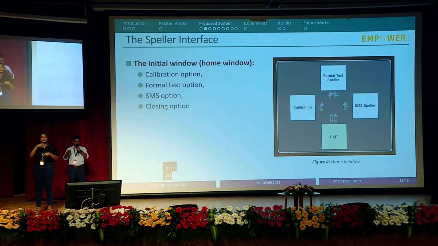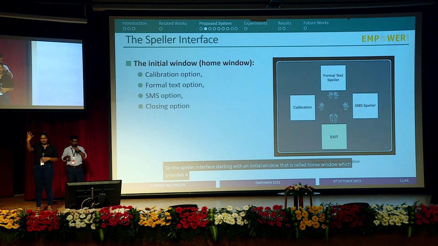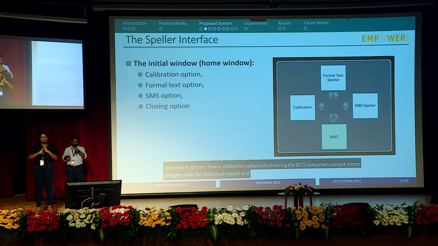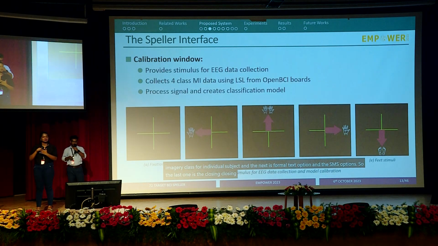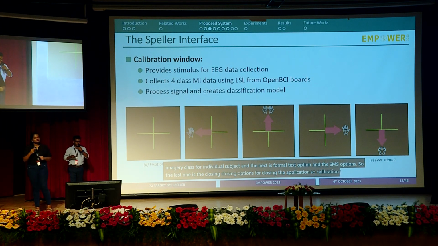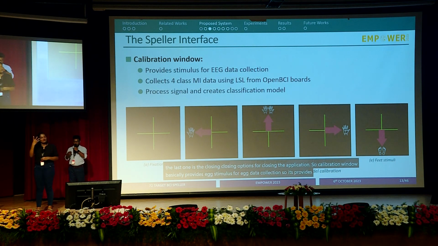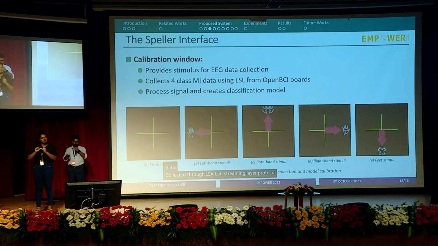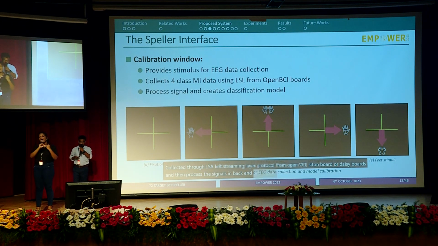The speller interface starts with the initial window, called the home window, which provides 4 options. One is the calibration option for training the BCI subsystem using 4 motor imagery classes for an individual subject. The next are the formal text option and the SMS option. The last one is the closing option for closing the application. The calibration window provides EEG stimulus for EEG data collection. It provides 4 classes of motor imagery data collected through the Lab Streaming Layer protocol from the OpenBCI Cyton board or Daisy boards, and then processes the signals in the backend and creates classification models.